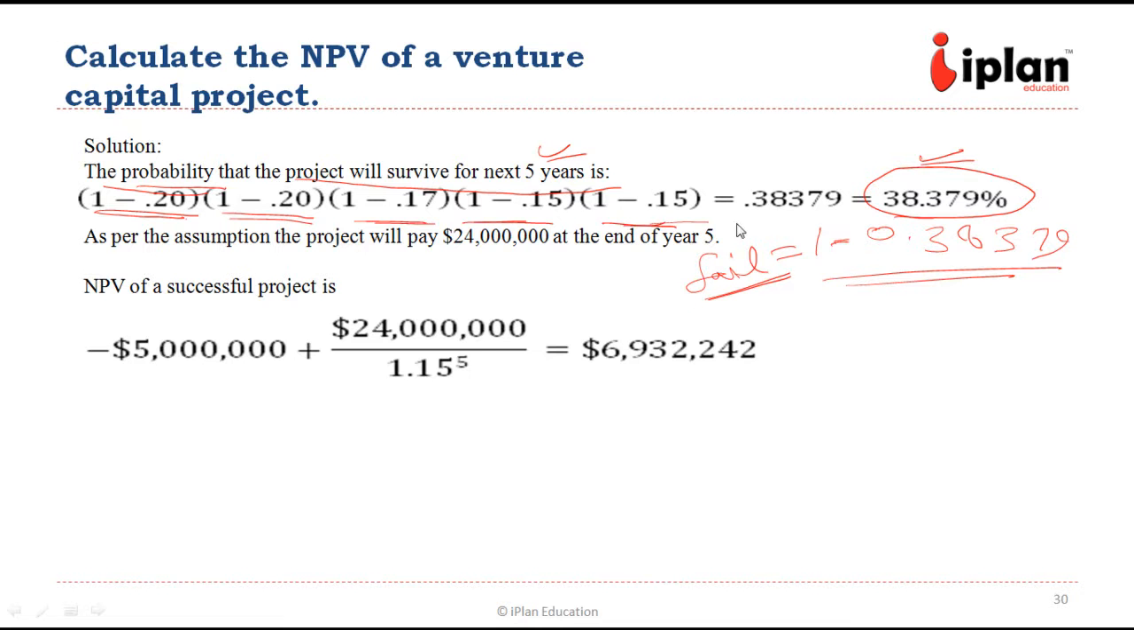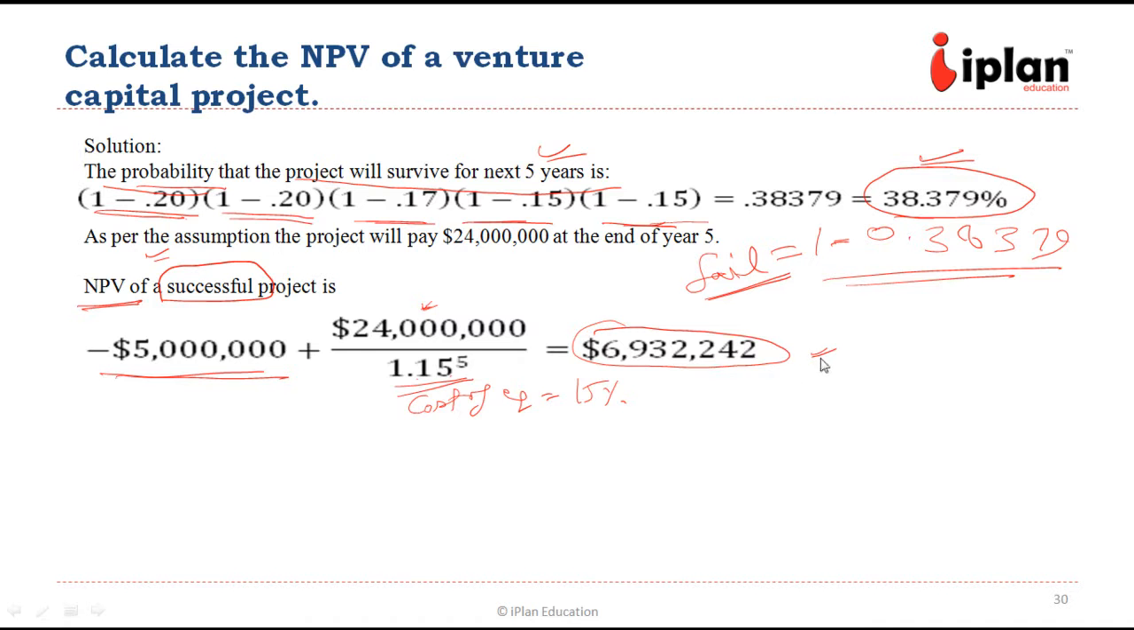So if it is a successful project, then NPV is going to be the initial investment plus the $24 million which the company is expecting to get after 5 years, discounted by the cost of equity. This was the cost of equity, 15%. So it is 1.15 to the power 5. So our net present value is $6.932 million. This we are expecting if the project is successful.